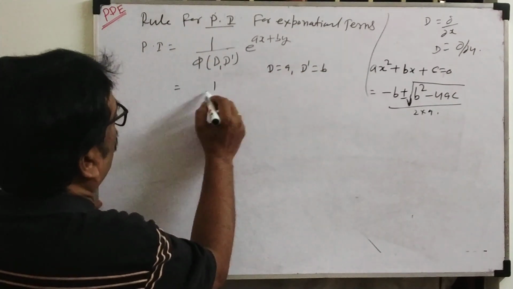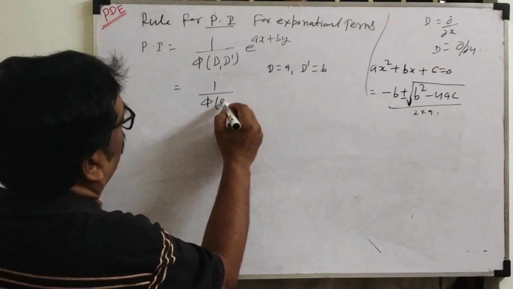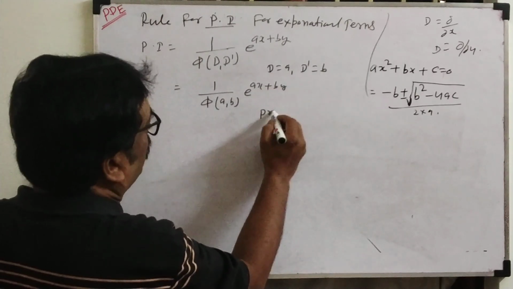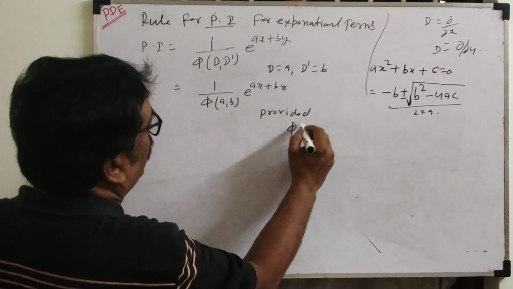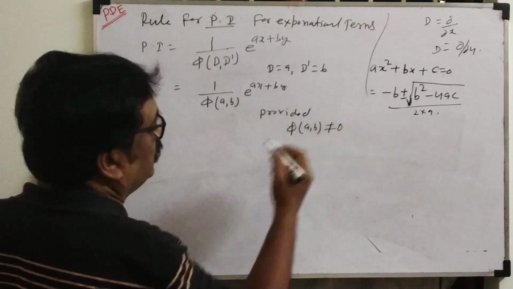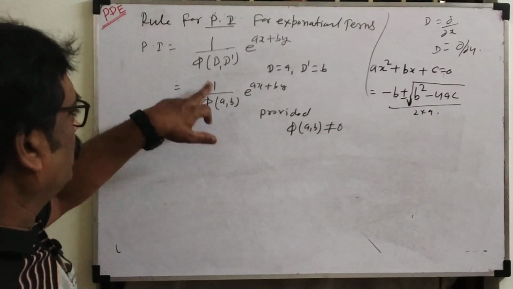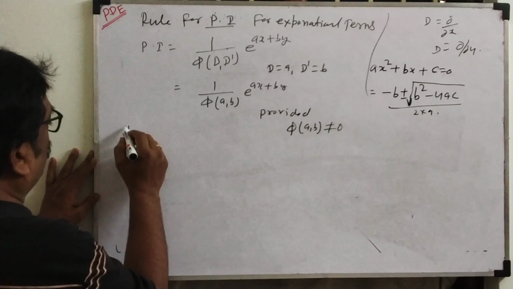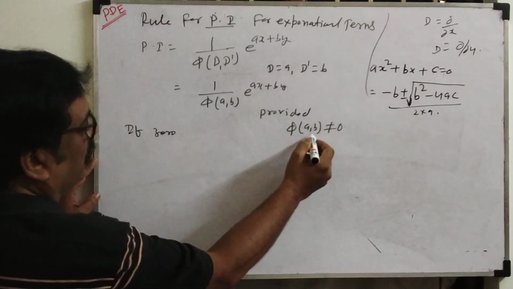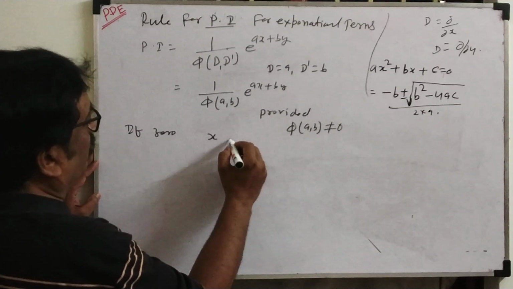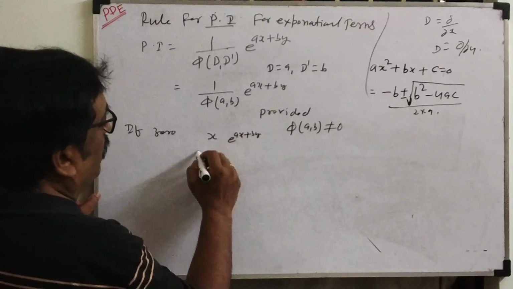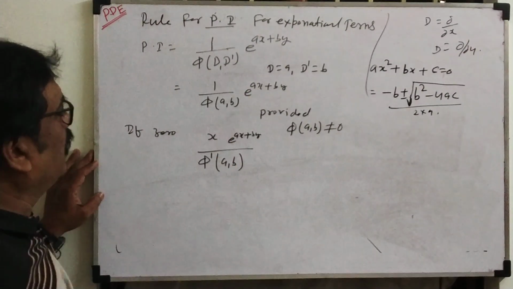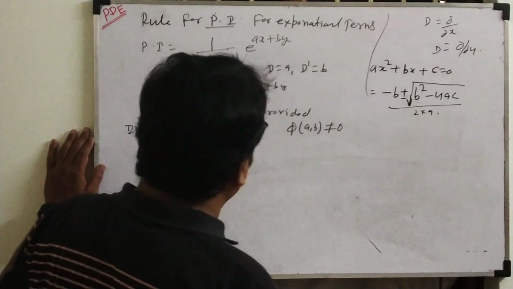So you will substitute here 1/φ(a, b) e^(ax+by), provided φ(a, b) is not equal to 0, then this will be the solution. Now we'll substitute some value and you will get some value, but this term should not be 0. If the denominator is 0, then what will we do? Multiply by x, e^(ax+by), divided by this, differentiating one time with respect to D.